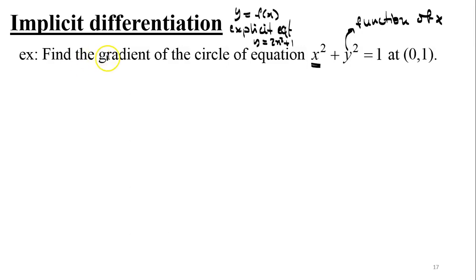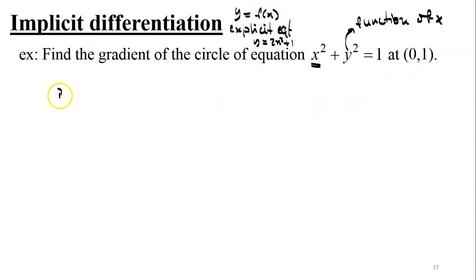a given point. So over here I have a circle of equation x squared plus y squared equals 1, and I need to determine the gradient of that circle at the point (0, 1). Since there's no way to split the x and the y and write the equation in its explicit form, in this case your derivative expression will be in terms of both x and y. So this is why, in order to determine the gradient at a given point, I need both x and y values, unlike when the function is given in its explicit equation.